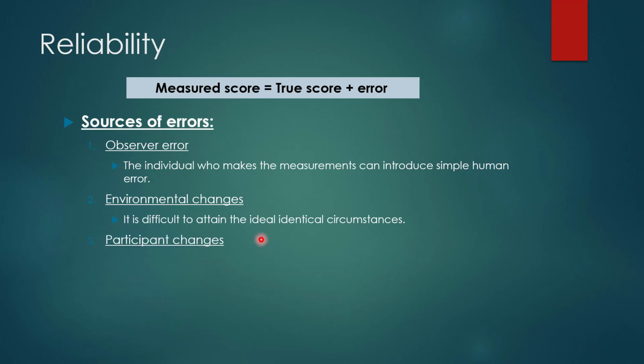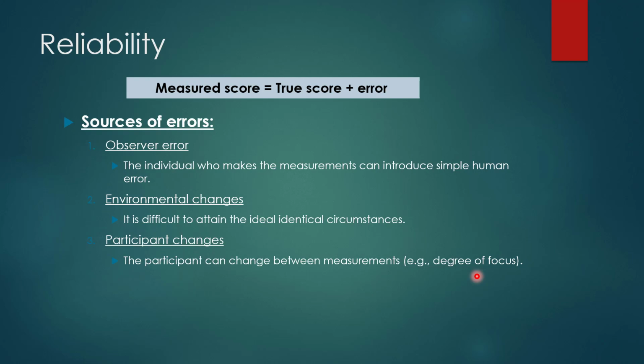There could also be changes in the participants. So the participant may change between measurements, maybe the degree of focus that they had. Maybe they were tired one time and not tired another. On a test of aggression, what if something happened before that made the person angry, and the next time that didn't happen?